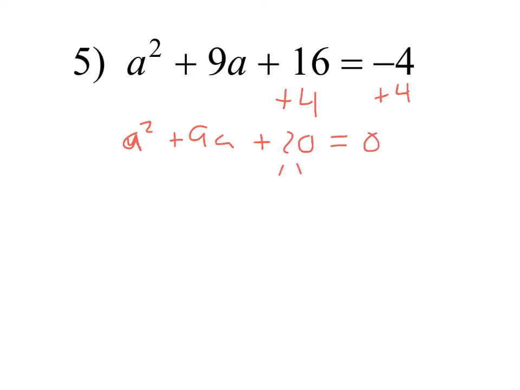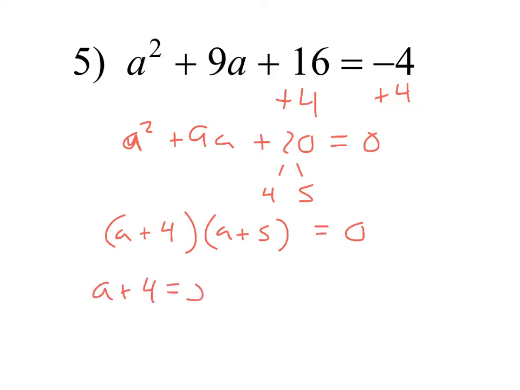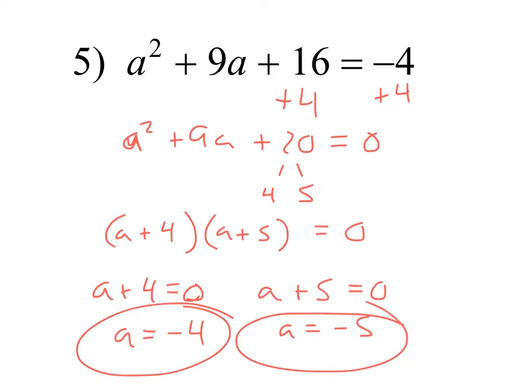And the factor 20, we get 4 and 5. And it's a plus 4 and a plus 5. So we have our two separate equations. And what do we get for A? And? Awesome. A is equal to -4, and A is equal to -5.